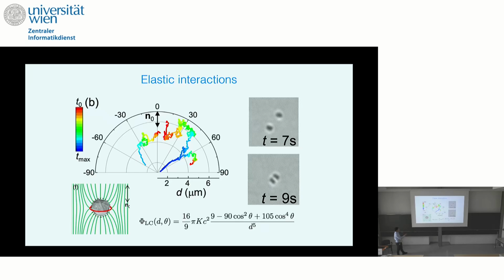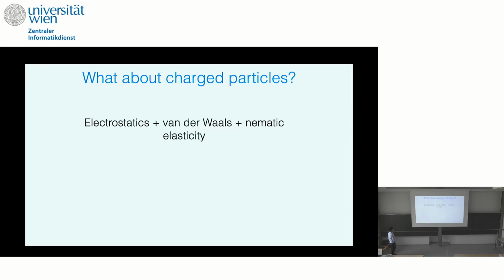So for example, this is one direction. This is an experiment where you release a pair of particles, and they can perform Brownian motion, and there are certain angles for which they can come into contact. So this is well known in the liquid crystal community.